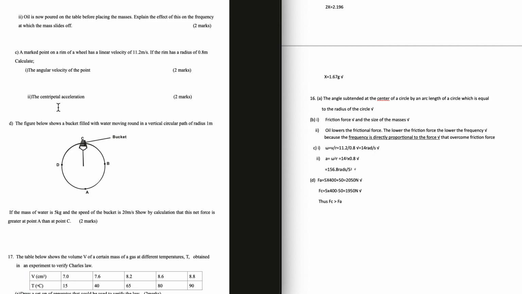Calculate the centripetal acceleration. The figure below shows a bucket filled with water moving round in a vertical circular path of radius. If the mass of water is 5 kilograms and the speed of the bucket is, show by calculation that the net force is greater at point A than at point C.